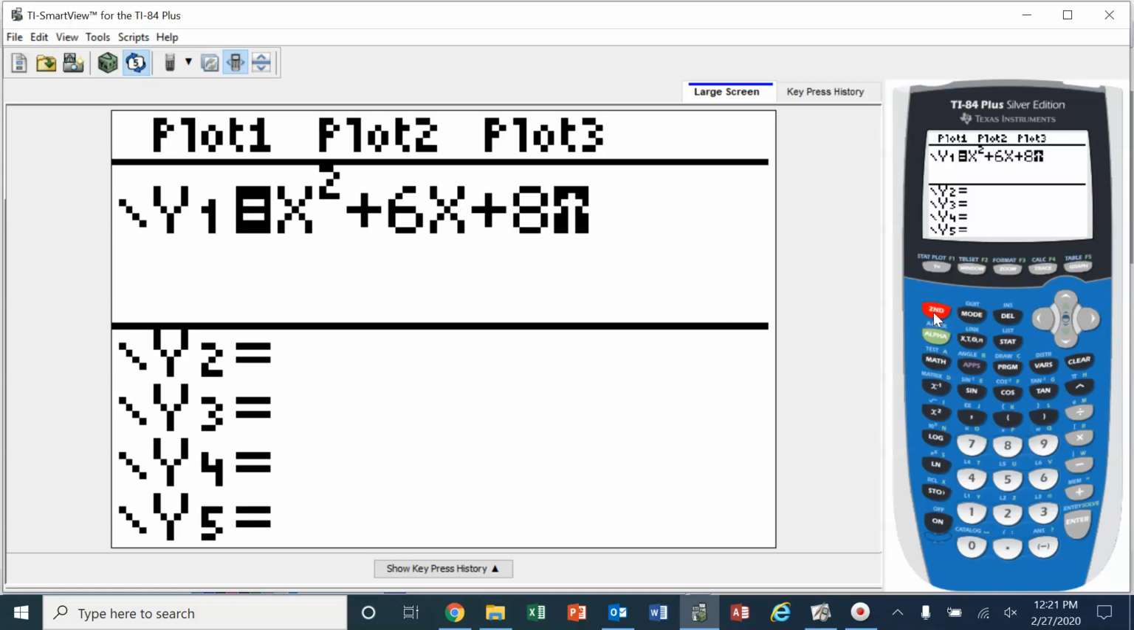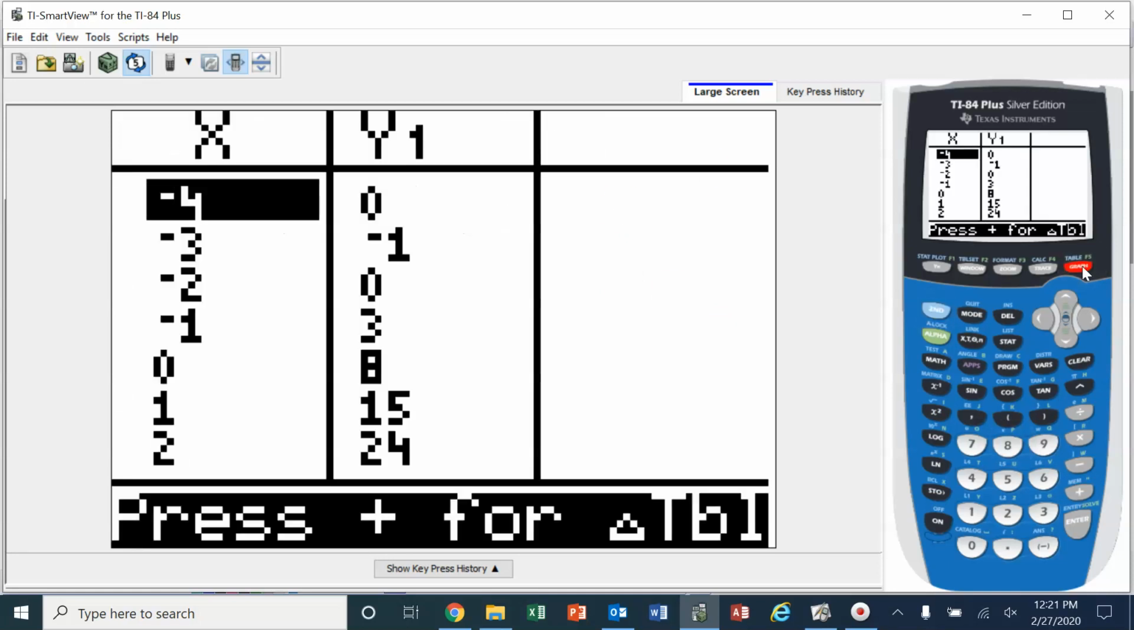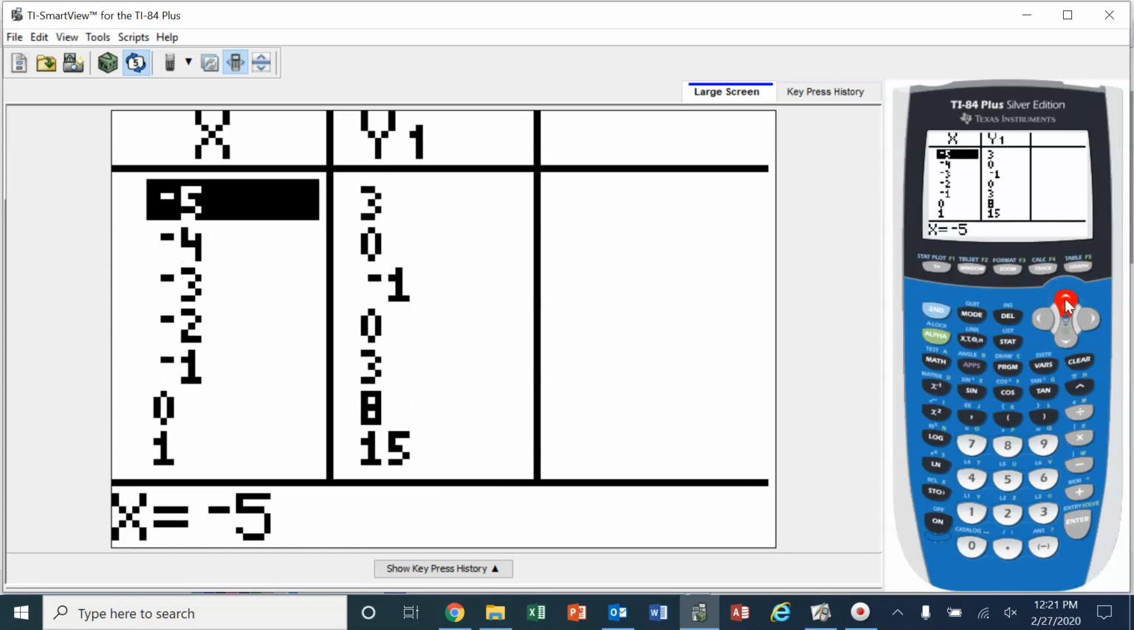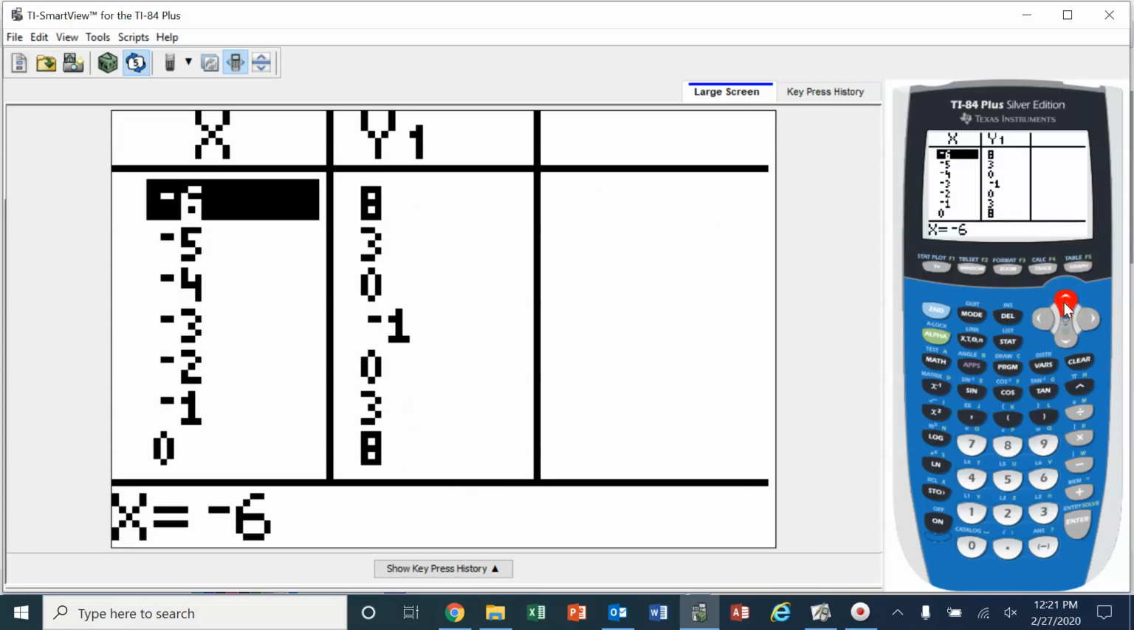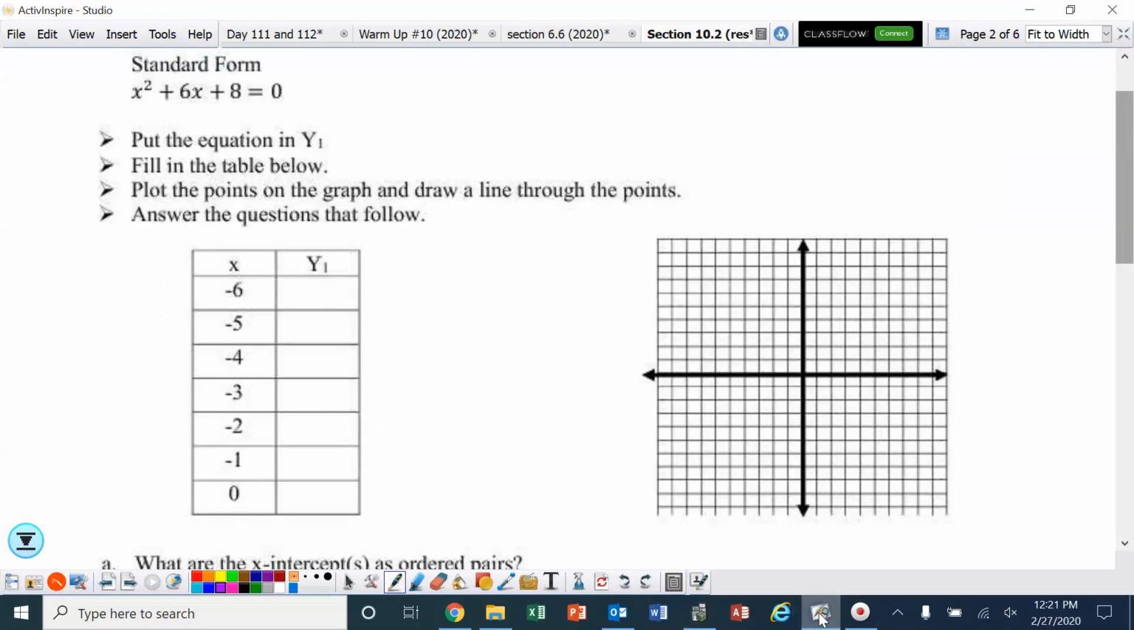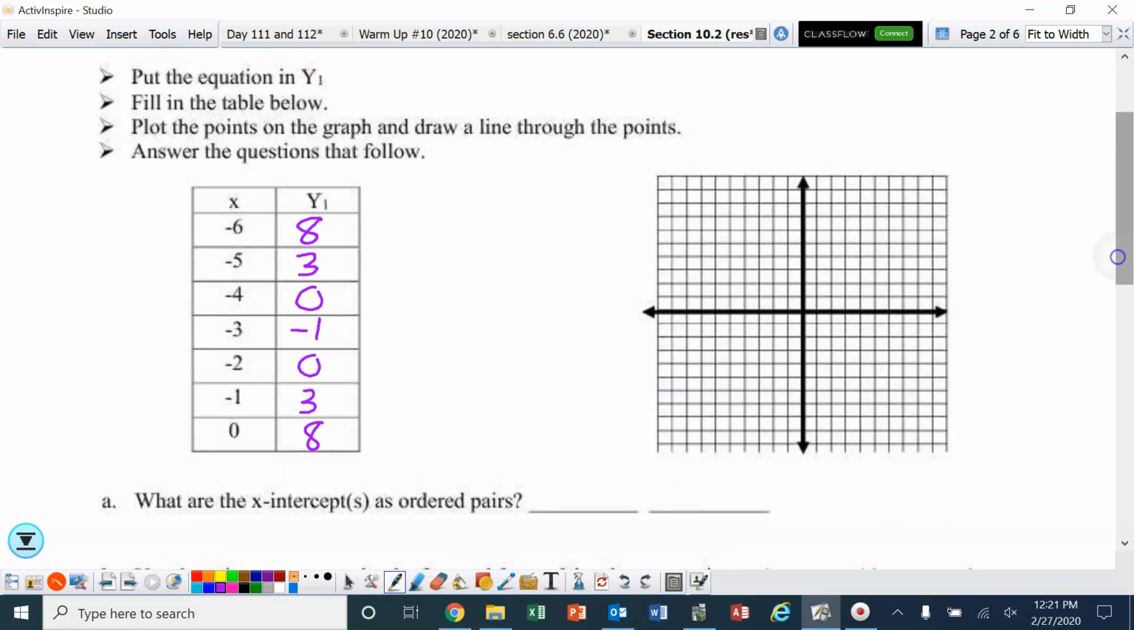And we're going to go to the table. And we're going to line the table up with the one on our paper. And fill in the table. All right, we're going to graph those dots.